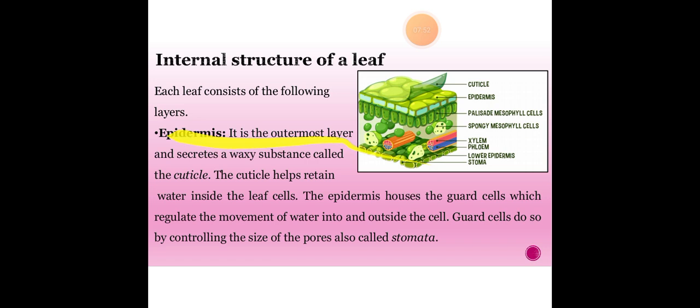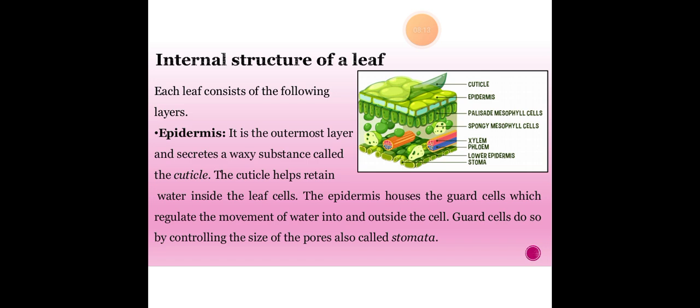So first of all, in a leaf there is epidermis. It's the most important thing. Whether it's leaf, root, or stem, they have epidermis for protection. It's the outermost layer and secretes a waxy substance called the cuticle.